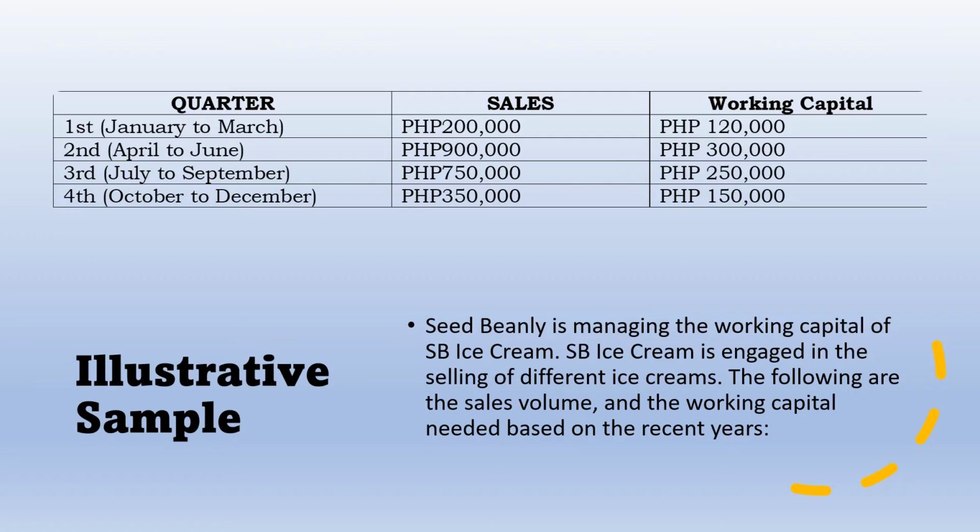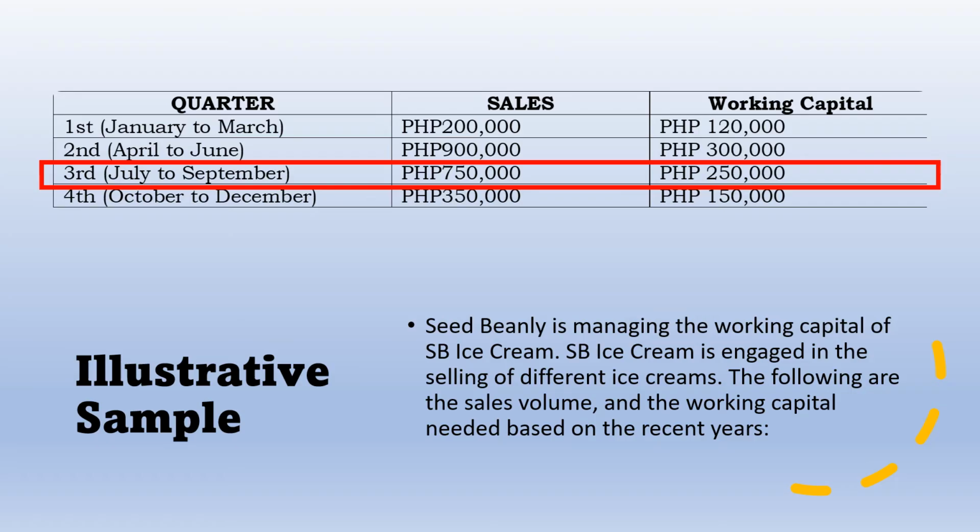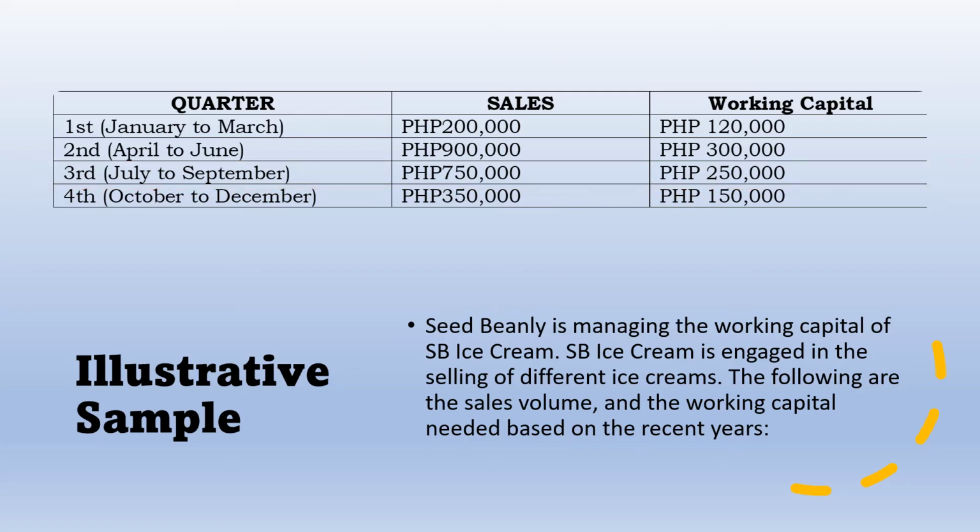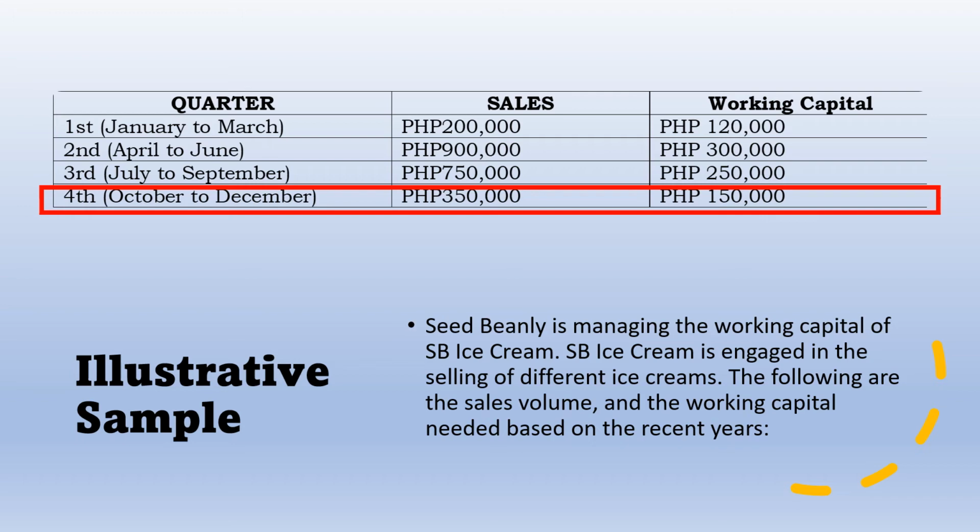For the third quarter, we earned 750,000 pesos and the working capital needed for this is 250,000. For the fourth quarter, we earned 350,000 pesos and the working capital needed is 150,000 pesos. We can see that the working capital never goes below 120,000 pesos. That is the permanent working capital requirement.